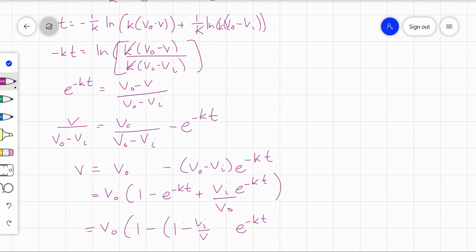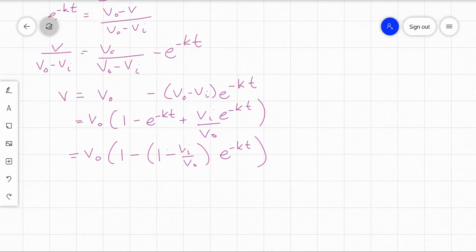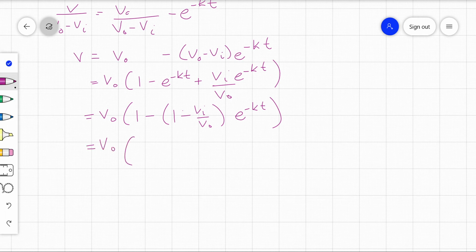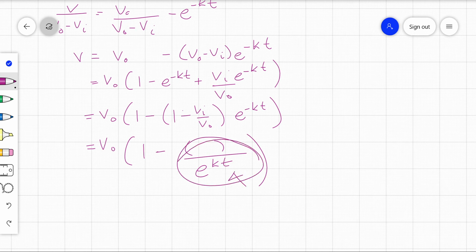And this will be vi minus v0, e to the minus kt. All right, so just playing around with the algebra of it. And then if you have a look at it as t goes to infinity, you see really we've got this v0 times 1 minus, let's put e to the kt here, that bracket. And as t gets really, really large, this fraction here is going to go to 0. So as t goes to infinity, v is going to go to v0.